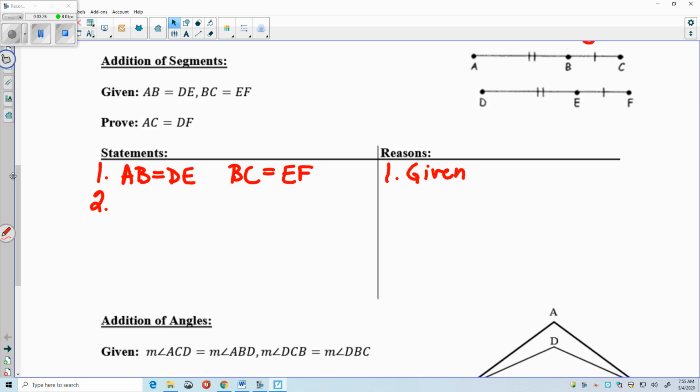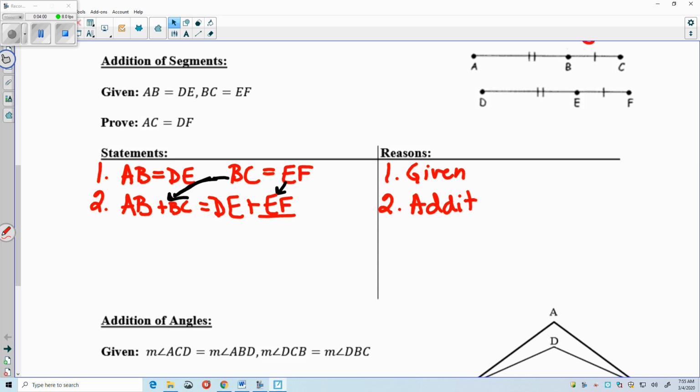First thing I would think is, well, I have these two segments, I could combine them. So if I take the segment AB, which is equal to DE, I want to add equal quantities to each side. If I add in BC to one side, now I have to add something else to this side to balance it out. So I could either add in BC or add what makes sense to this picture, which is EF. So what we just did there was an addition statement. Plain old addition, nothing fancy. Just adding equal quantities to each side.